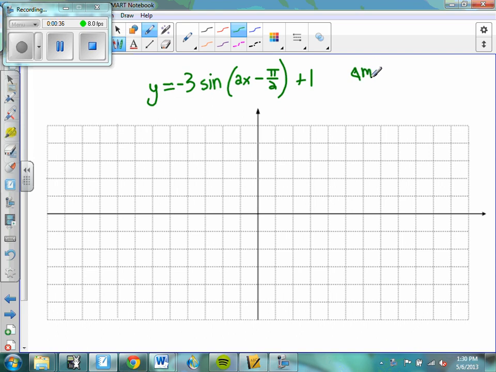The amplitude of this graph comes from this number, and it's 3. We don't really worry about it being -3 because it's just a distance from a top and a bottom. The period is usually 2 pi, but since it's being divided by this 2, the period is going to be 180, or I'm sorry, pi.